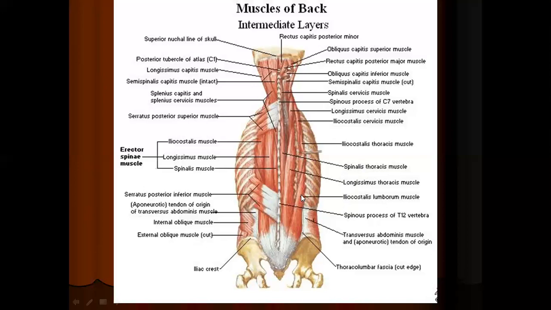Based on the place where they are predominantly present, if it is in the lumbar region, you call it iliocostalis lumborum. And suppose the intermediate one is more towards the thorax, we call it longissimus thoracis muscle. And the one which is close to the vertebral column, we have spinalis thoracis muscle.